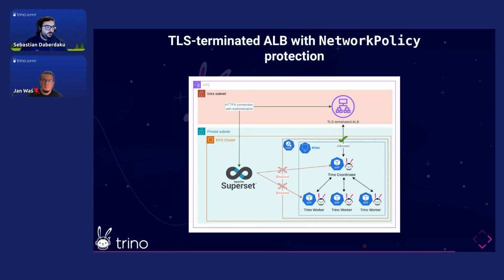and only allow connections to the Trino pods to themselves. So the coordinator can talk, of course, to the Trino workers. It can talk to the ALB, and in this case, any other application has to go through the load balancer, which means that they'll have to provide valid authentication if they want to connect to Trino.